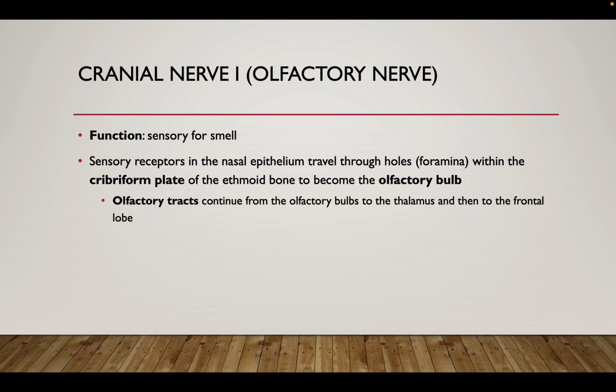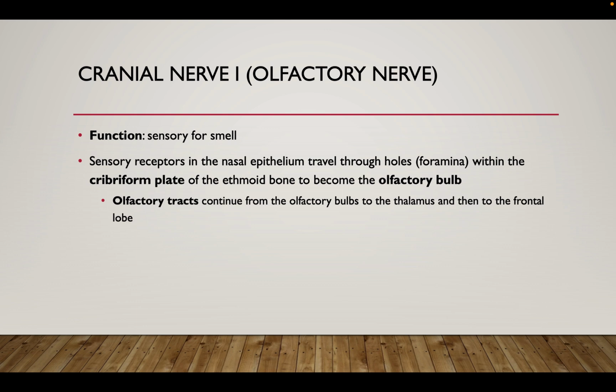It is purely sensory for our special sense of smell. Okay, so we'll talk about special senses, and we've talked about general senses. General senses are things like pain, temperature, pressure, touch, things like that. Our special senses are those that have a dedicated organ to them. So our sense of smell, our sense of taste, our sense of equilibrium, hearing, vision, all these different things. These are special senses. Okay, so cranial nerve 1.